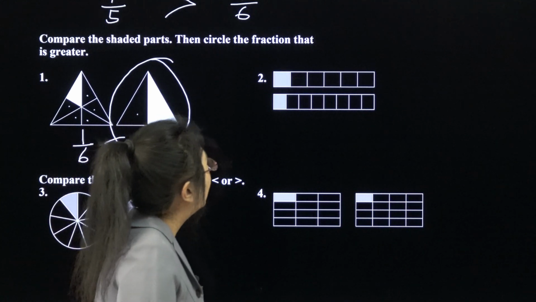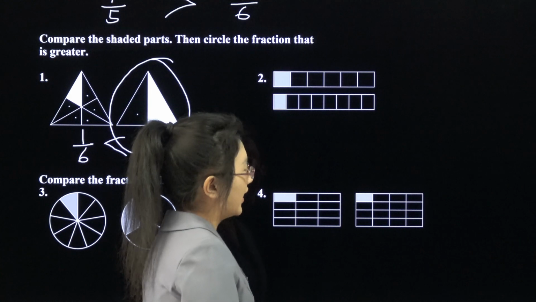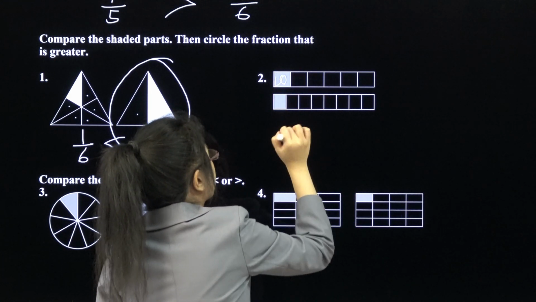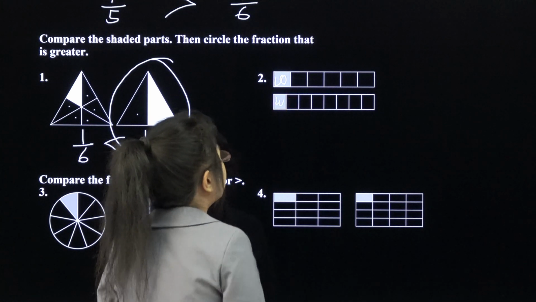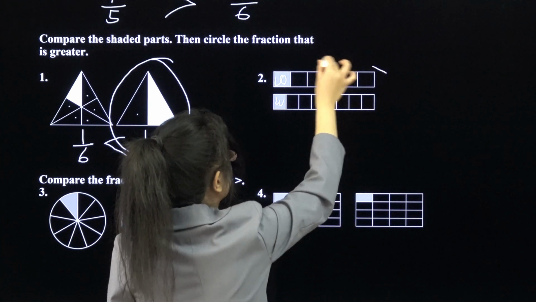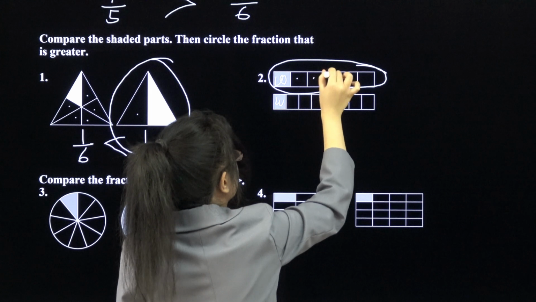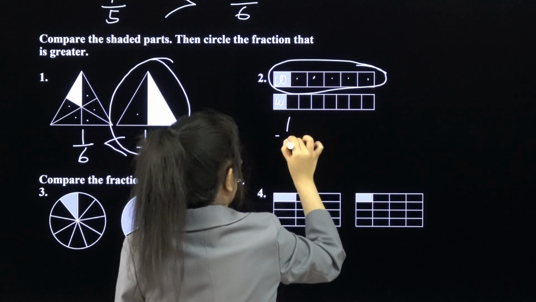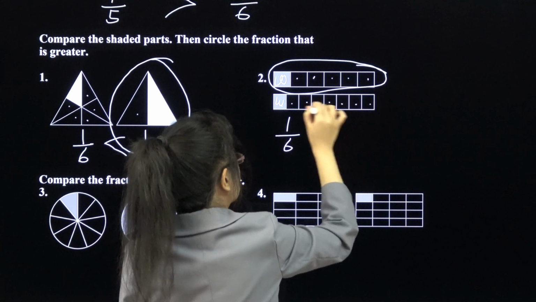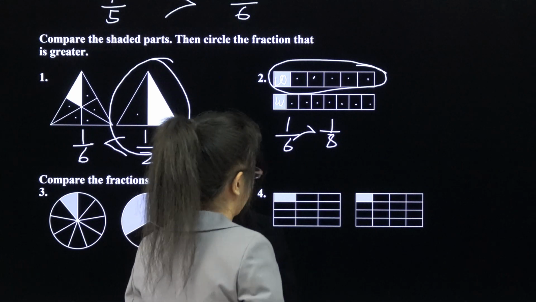Here, though, we have what looks like the top shaded part being bigger than the bottom one. So we circle the one on the top. The one on the top seems to be 1 over 6, and the one on the bottom is 1 over 8. So 1 over 6 is bigger than 1 over 8.